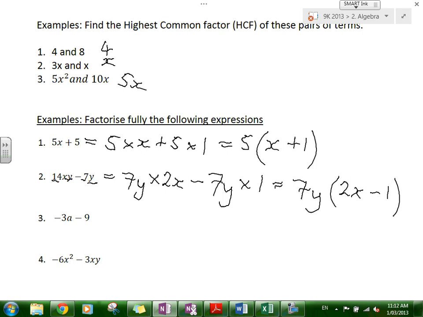Alright, so it's important. You can always re-expand this to check whether you've done it correctly. You check by expanding out the brackets again, and if you get back to the original, it means you factorized it correctly. Alright?